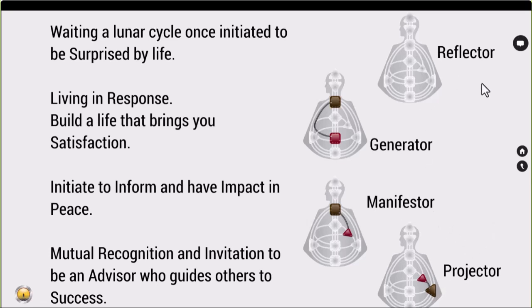So these four key components, there are billions of different kinds of human beings, but the strategy is the same for each of the four types. Okay, manifestor, inform, generator, respond, reflector, lunar cycle, wait for initiation by others or life, and projector, wait for recognition. That is the key. And when you're not operating in alignment with your form, this is your form, your auric frequency is you. It's what builds the body, not the other way around. The aura is you. So the aura creating your frequency field, your energetic blueprint, is what is designed to speak. Let the aura do the talking is one of those things that Ra would say.